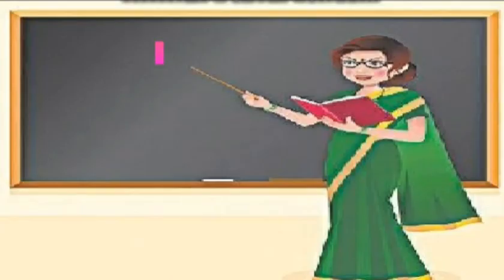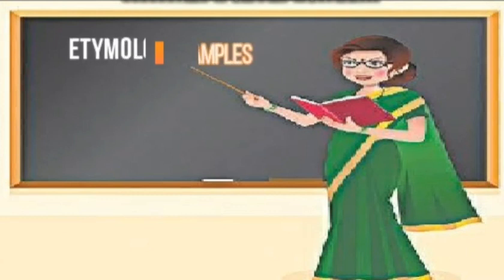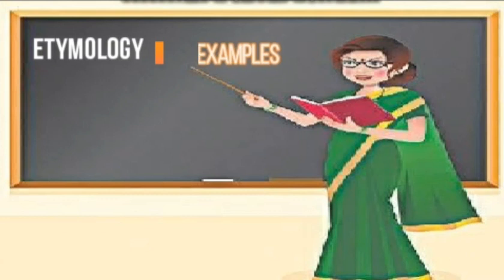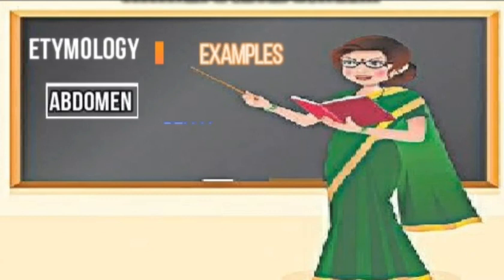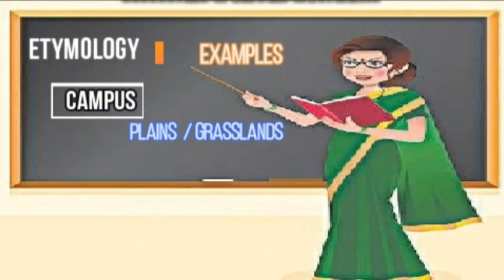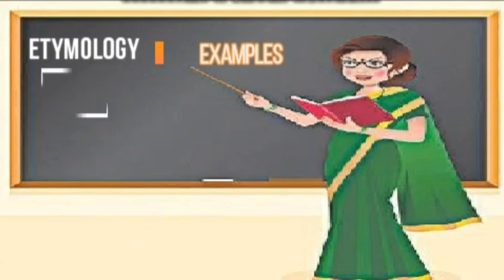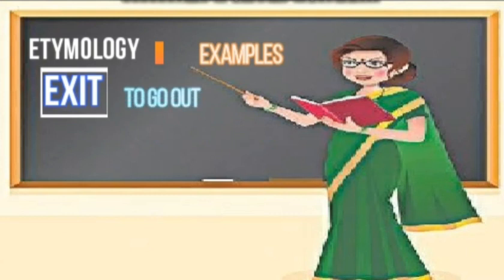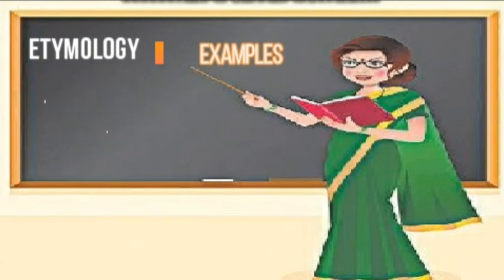My dear children, I would like to give some examples. In science and social studies, you might have gone through many words with reference to Latin. For example, abdomen is a word taken from Latin. We literally translate it as belly. And campus is a Latin word which means plain or grasslands. Exit is also a Latin word which means to go out.